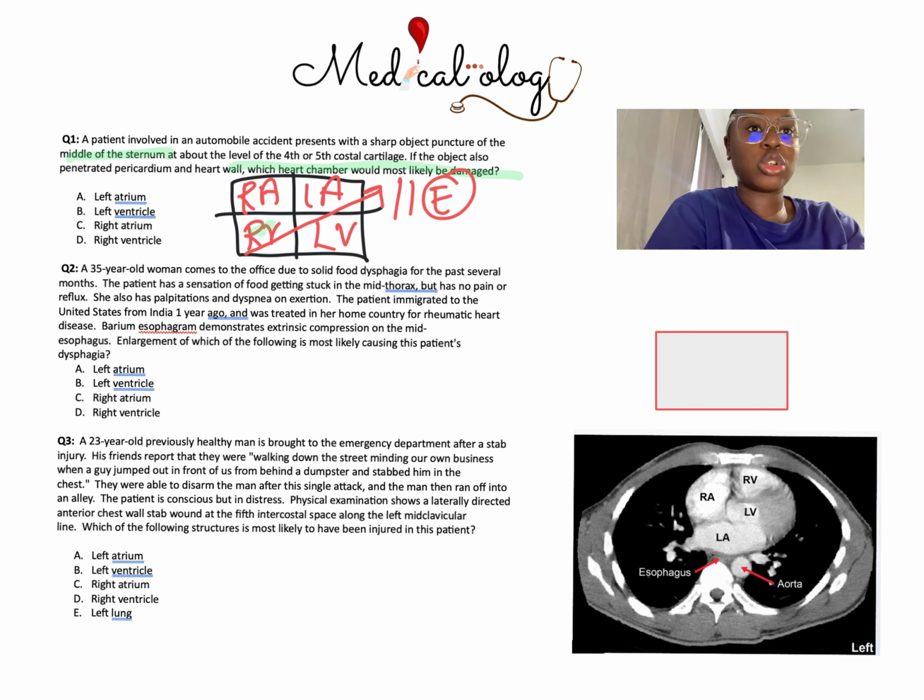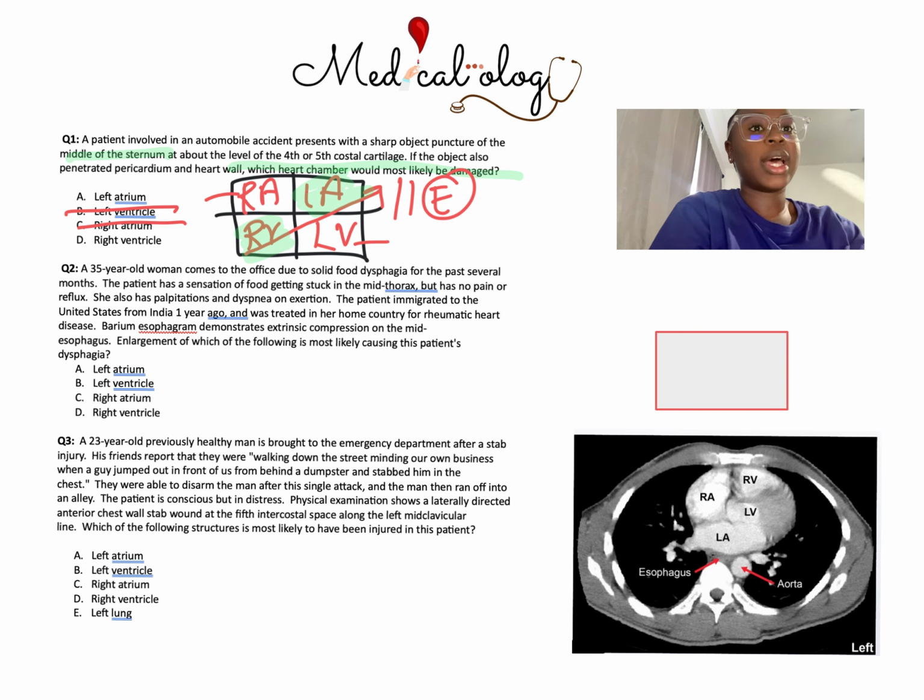So next we can just highlight the right ventricle and the left atrium. So these are the 2 chambers that we are discussing. So we can cross out what? Right atrium. And we can cross out left ventricle. Okay, so here they're asking us which heart chamber would most likely be damaged, right? So they're asking us what is the most anterior.